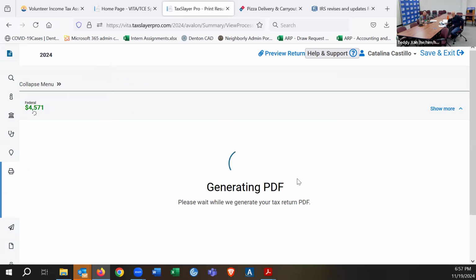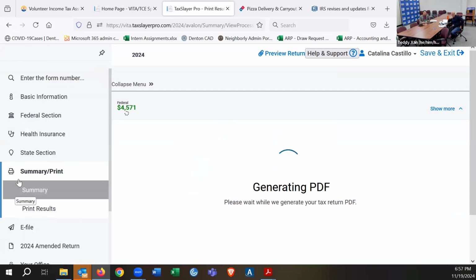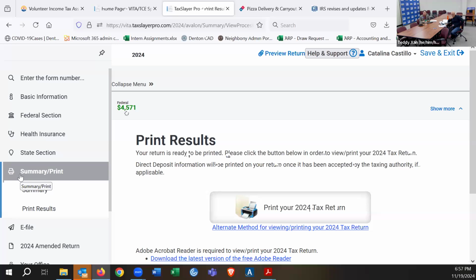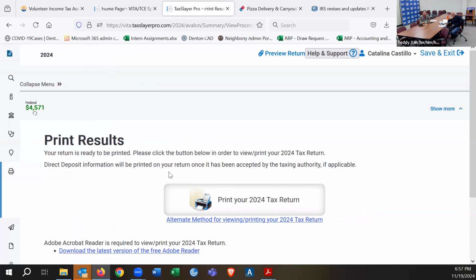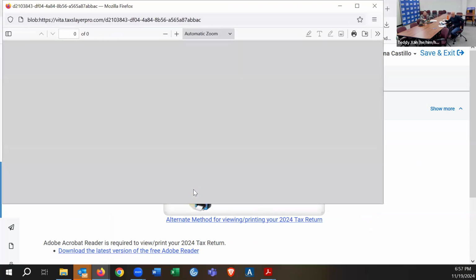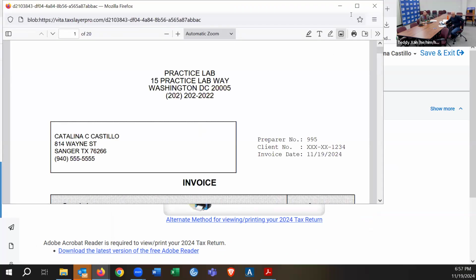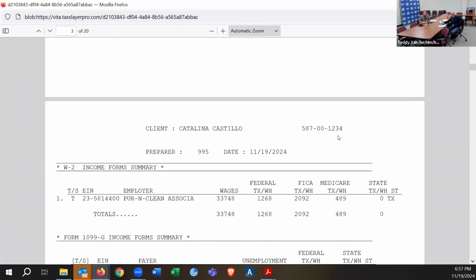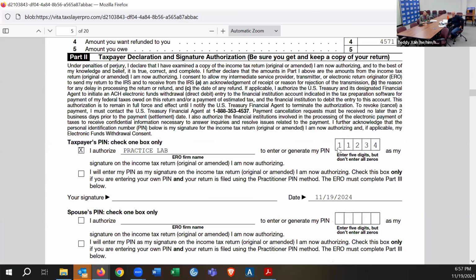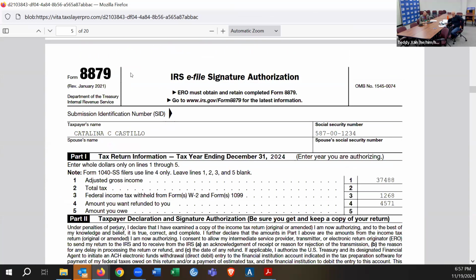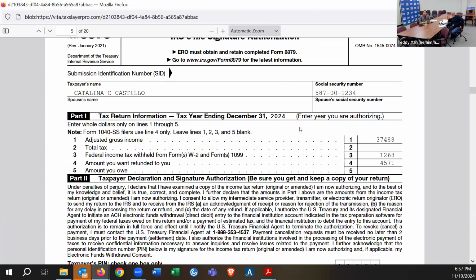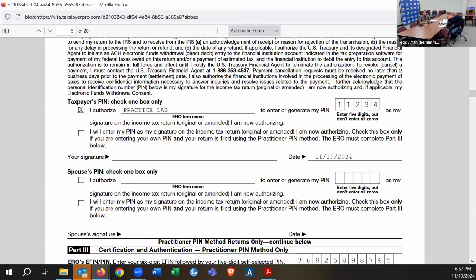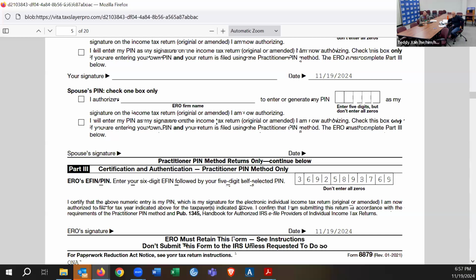I'm going to go to the summary print screen, and because it is still early in the tax season, or it's prior to tax season, the summary print screen will be incorrect. So what we have to do is select that View Print Return button, and then open up this pop-up. And here we will have a return for Kat Castillo. We have her signature authorization page, which summarizes the return, and then has a place for her to sign.